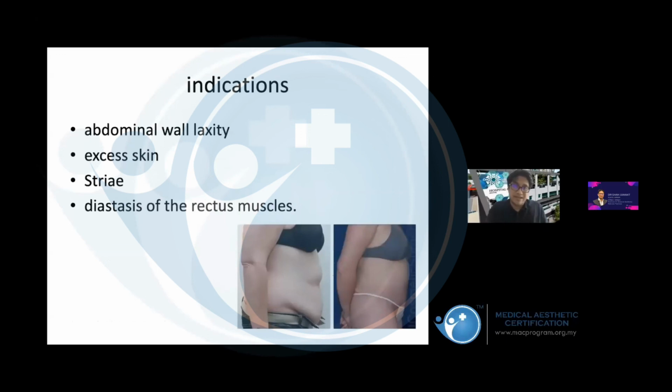So abdominal wall laxity, excess skin, right? Striae, of course, that's because you're removing the skin, so you can sort it out. And if you have diastasis of the recti, it can be corrected during your abdominoplasty. So identifying this is important.